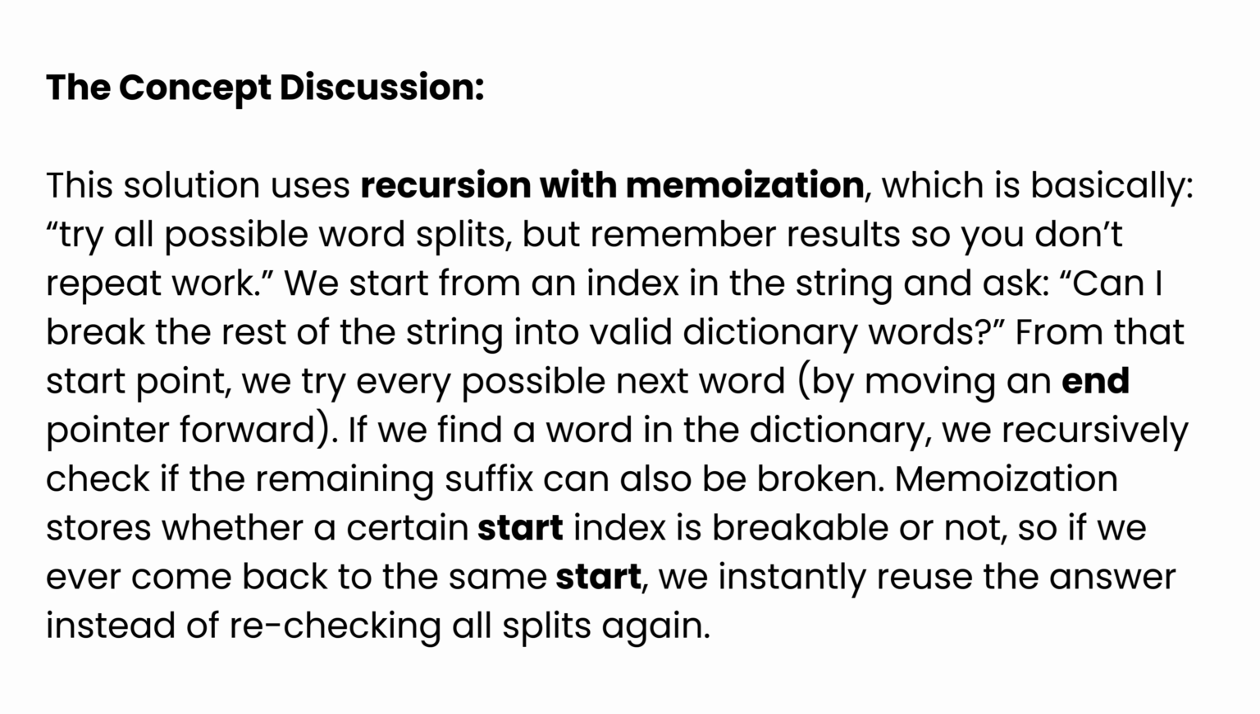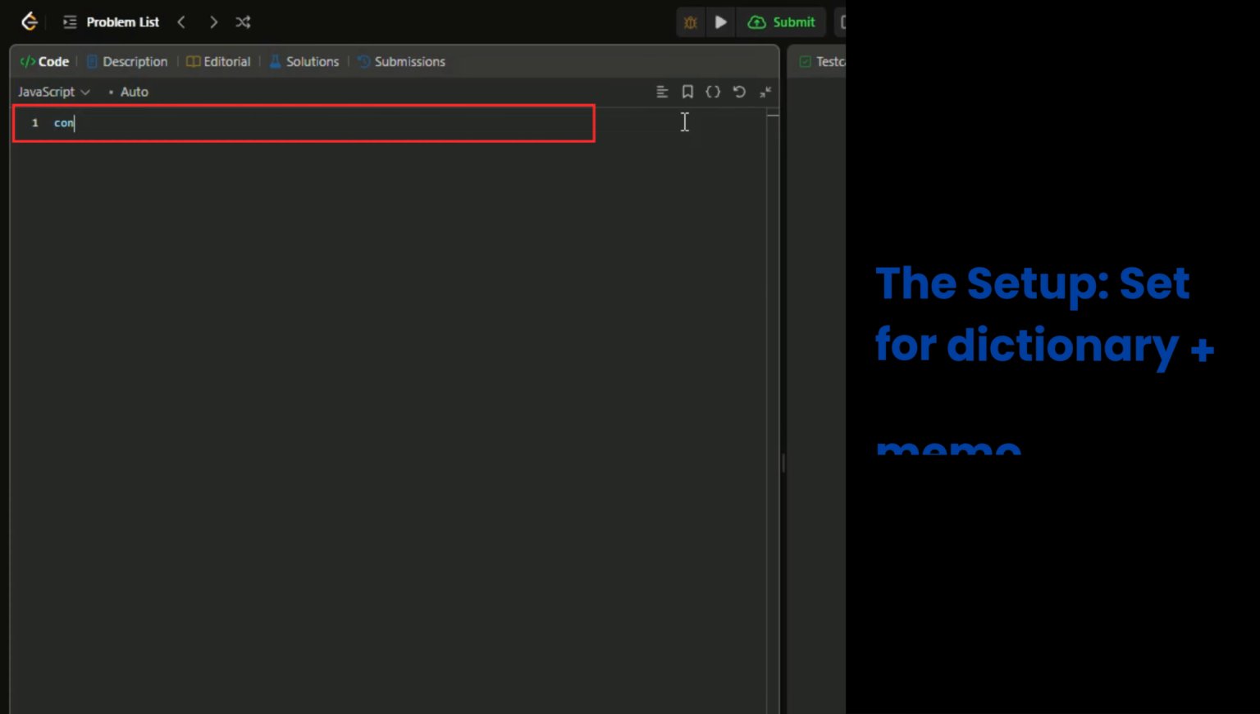Memoization stores whether a certain start index is breakable or not. So if we ever come back to the same start, we instantly reuse the answer instead of rechecking all splits again. First, we convert the dictionary into a set so word lookups are fast.